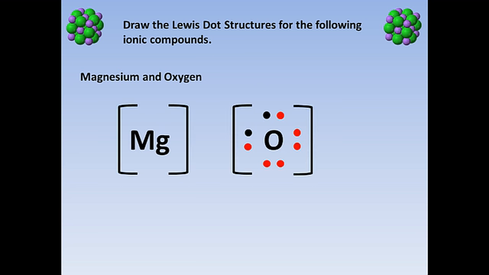Place brackets around each atom and assign the correct charge to each atom. Magnesium lost 2 electrons, so it has a +2 charge. Oxygen gained 2 electrons, so it has a -2 charge and is now called an oxide ion. Notice that the charges add up to 0 because a +2 and a -2 add up to 0.